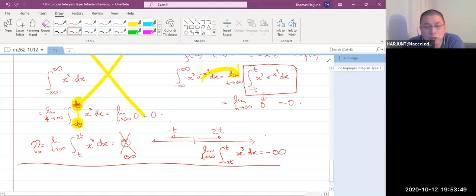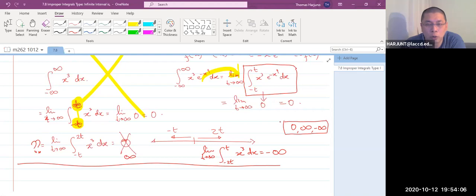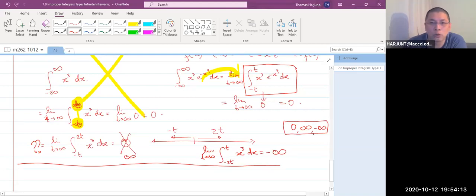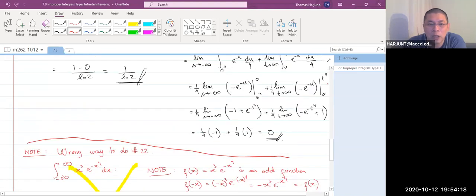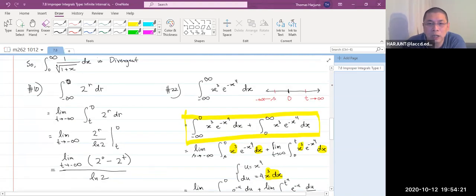So which one is the correct one? Is this integral 0 or infinity or negative infinity? Then it does not exist, right? That's because the result you get depends on the choice of how your t goes to infinity. So no, that's not supposed to be. They are supposed to go to positive and negative infinity at independent rates, and that can be done only by using this approach.